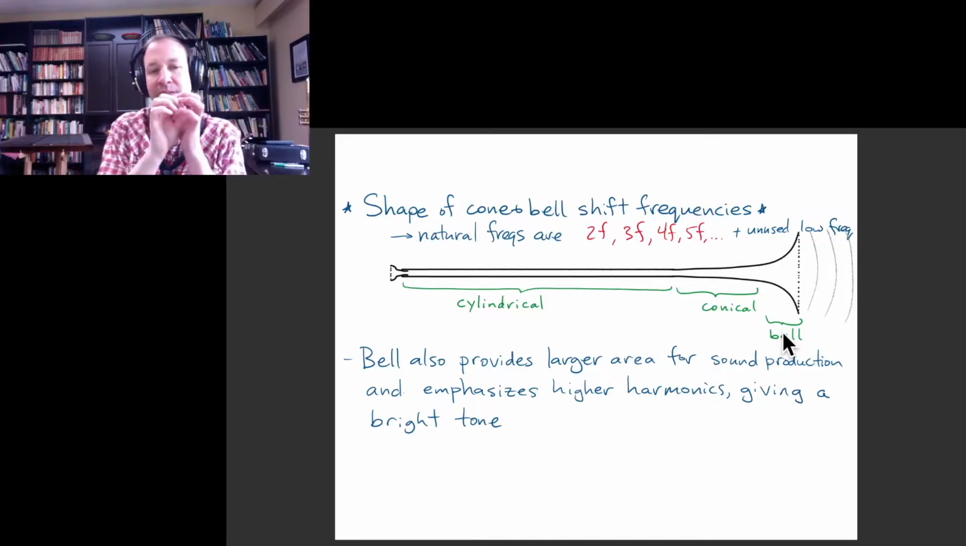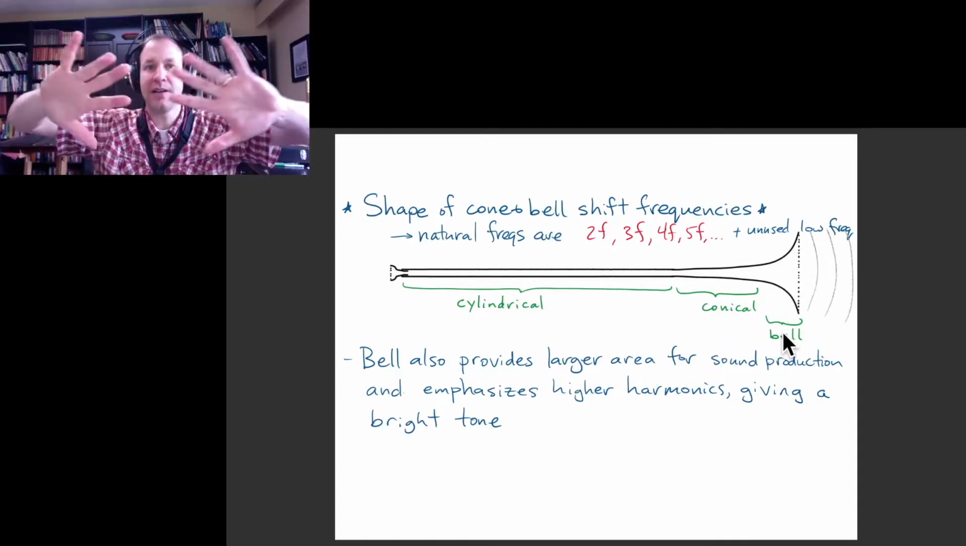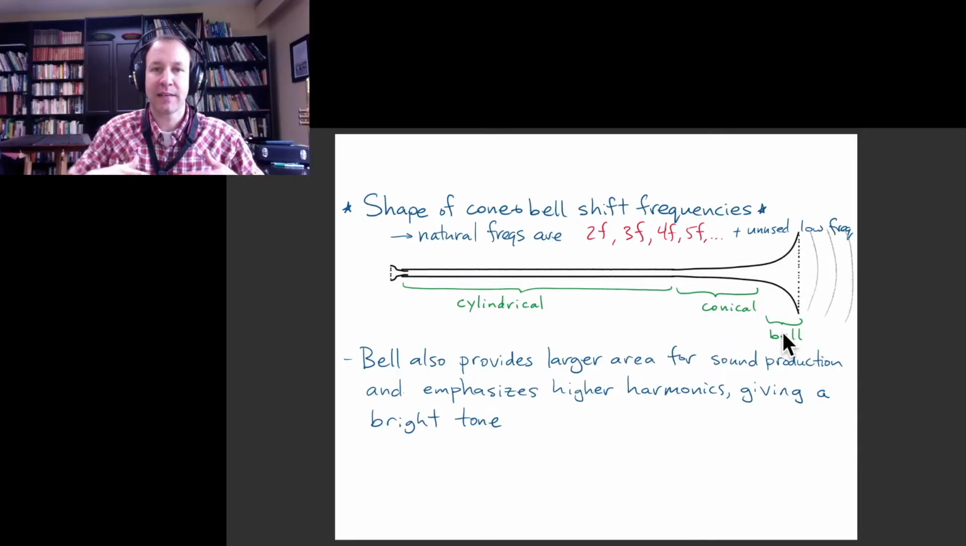So here we transfer the oscillations inside the cylindrical part of the tube, which is very narrow, to this large bell region, and then you have a large area of moving air that can produce sound waves, and those are going to be at a louder volume than they would have been.